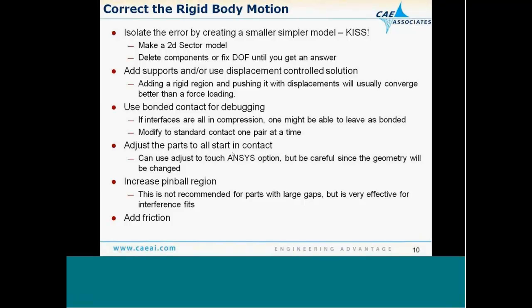Adjust your parts. Make sure you don't have existing gaps in your parts when you start your analysis. Sometimes increasing the pinball region, particularly for interference fits, helps make sure the two surfaces see each other. And although friction often increases the computational effort, it sometimes can be advantageous in overcoming non-convergence.